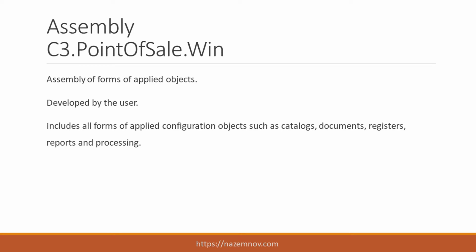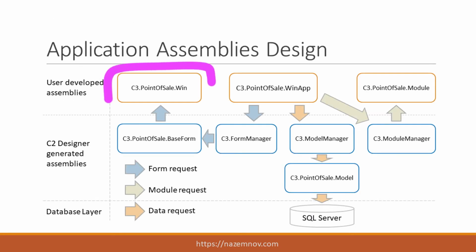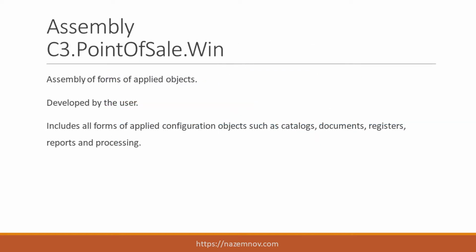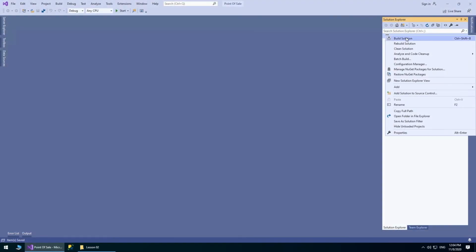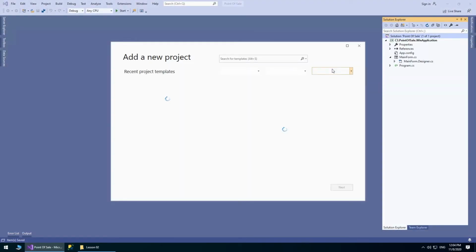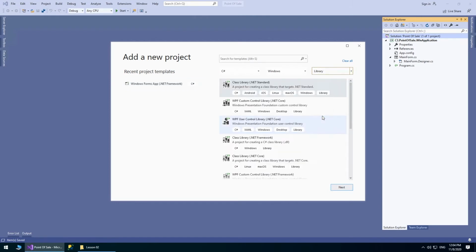Assembly of forms of applied objects. Developed by the user. The main work on the development of the application will take place in this assembly. Includes all forms of applied configuration objects such as catalogs, documents, registers, reports, and processing. Add a new project to the solution. Select Class Library .NET Framework in the template.